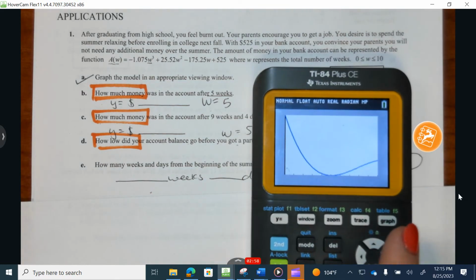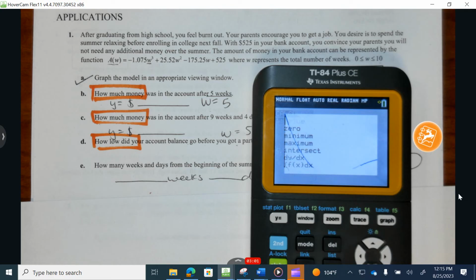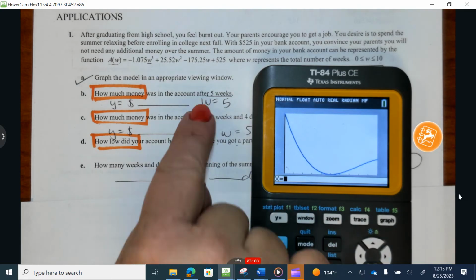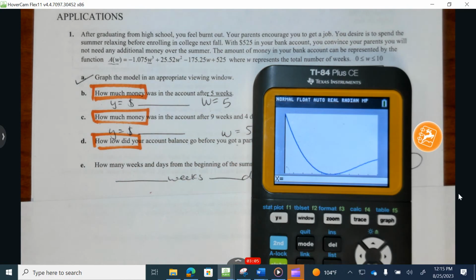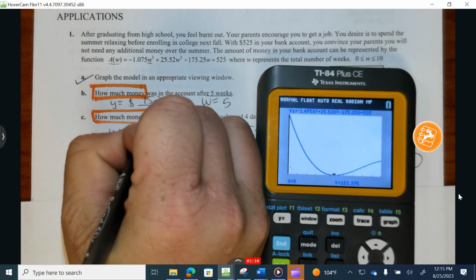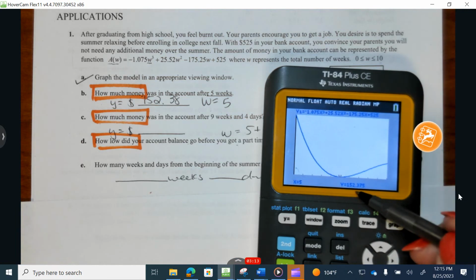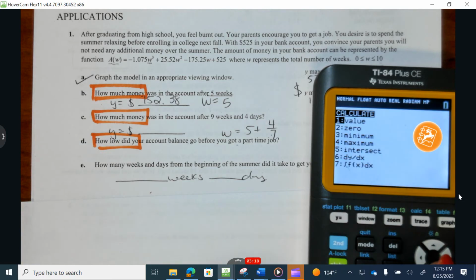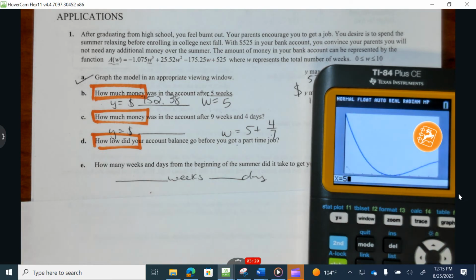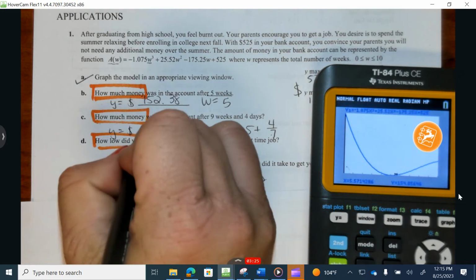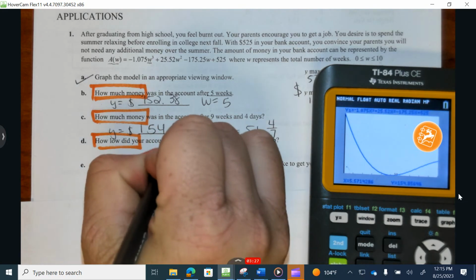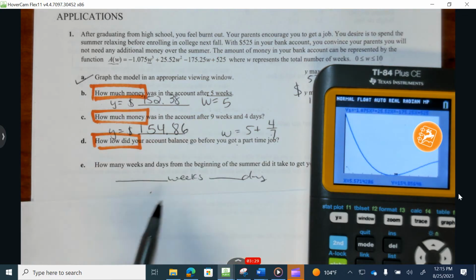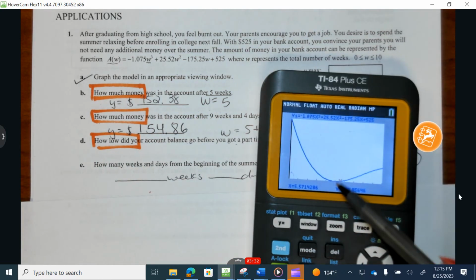So I have the picture. I'm going to go second trace value. X is our independent. X is like our W or a T in other problems. Typing in 5 and rounding this to the nearest cents: 152.38. Rounded to the nearest hundredth, nearest cents. Part C, second trace value. 5 plus, anytime we have a fraction, we're going to place it in parentheses. Again, rounding it to the nearest cents, 154.86.